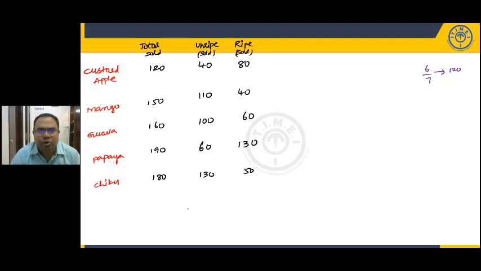So how many unsold? Sold is 6 by 7, na? How many are unsold? I'll write here, one second. Let me write total fruits, then I'll get unsold.